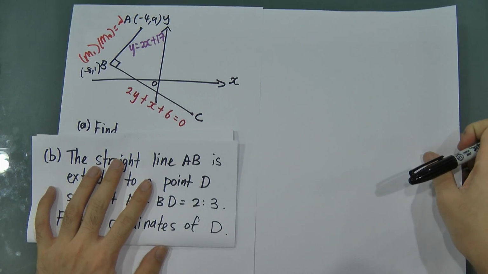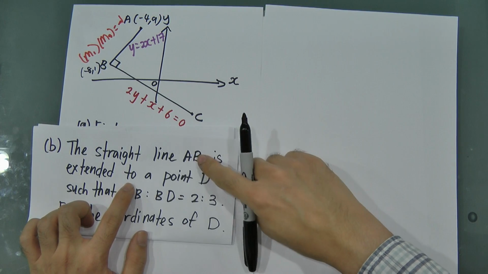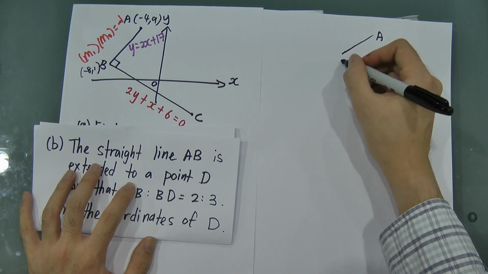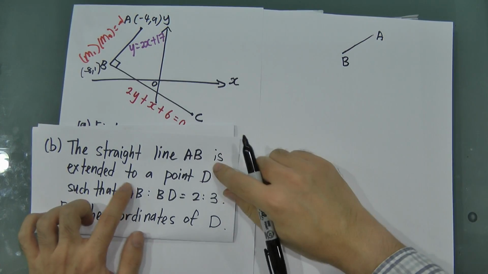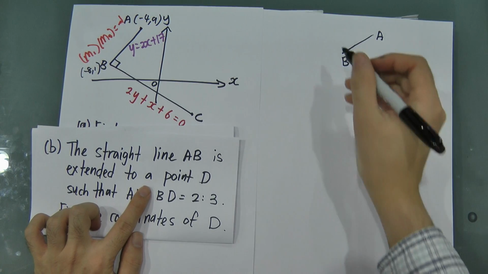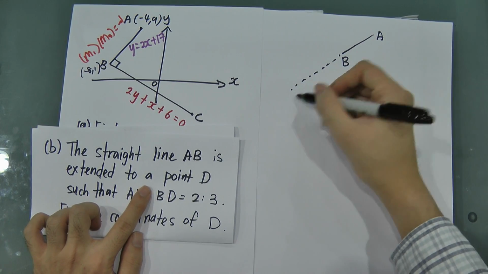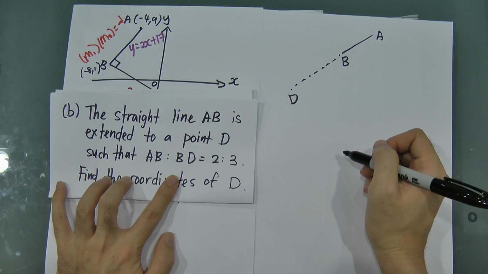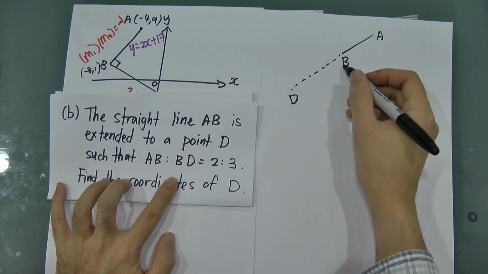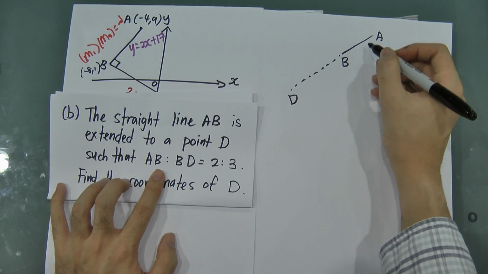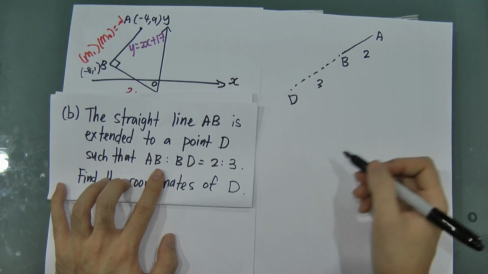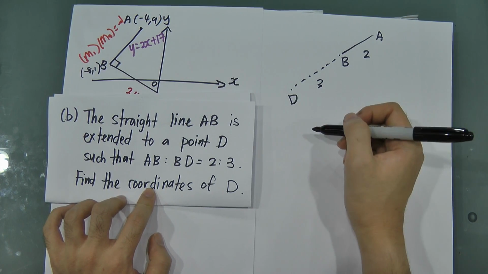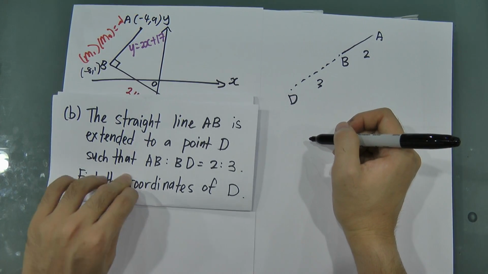Alright, because it says that straight line AB, so I roughly sketch AB over here. A and B. It's extended to the point D. So I'm going to extend this one to the point D, such that AB ratio BD is 2 ratio 3. So I think this is 2, this is 3. Am I right? And then if I ask you to find the coordinate D. Alright, yes, then I'm going to take off this paper.